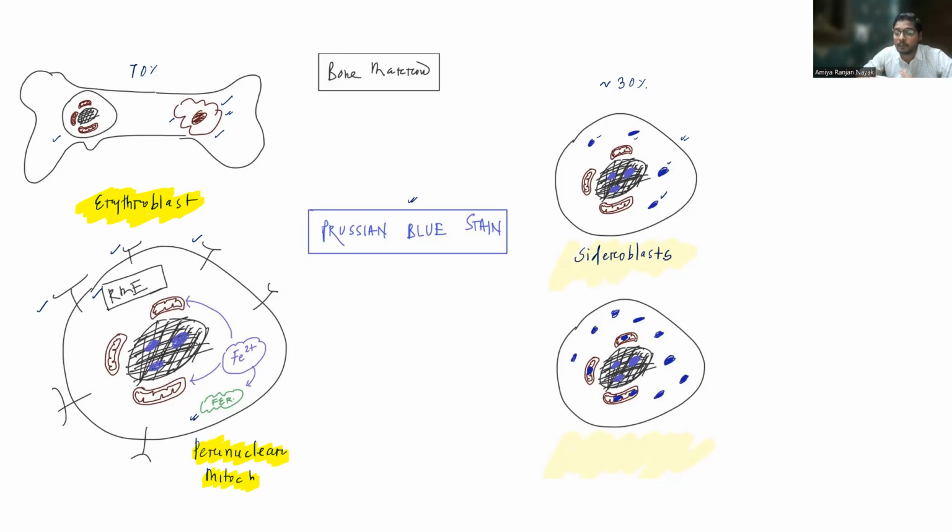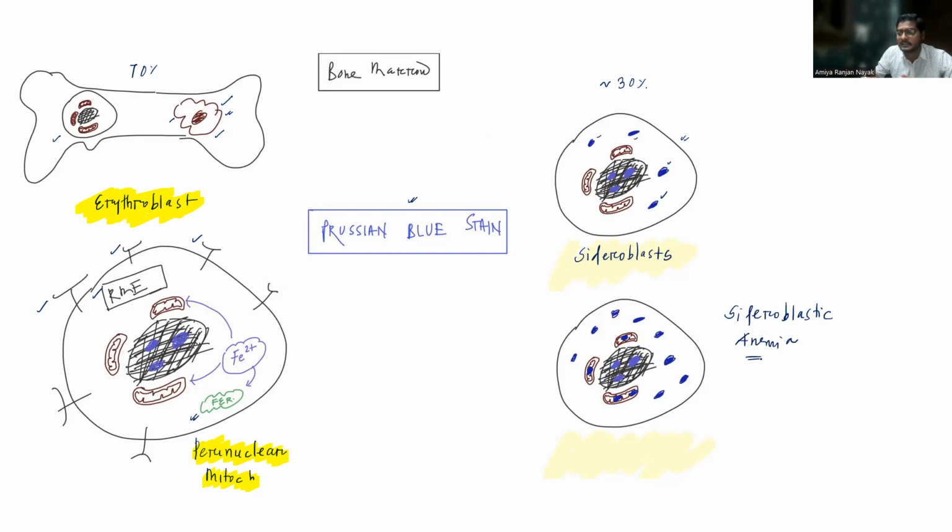Why are these called sideroblasts? Because if you do Prussian blue stain, you get some amount of hemosiderin pigment in the cytoplasm of the developing erythroblast. The amount is 30%. But there is a condition known as sideroblastic anemia.